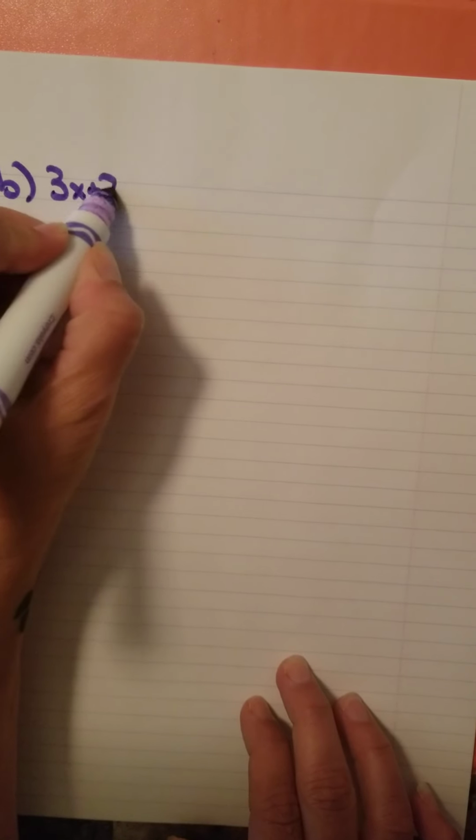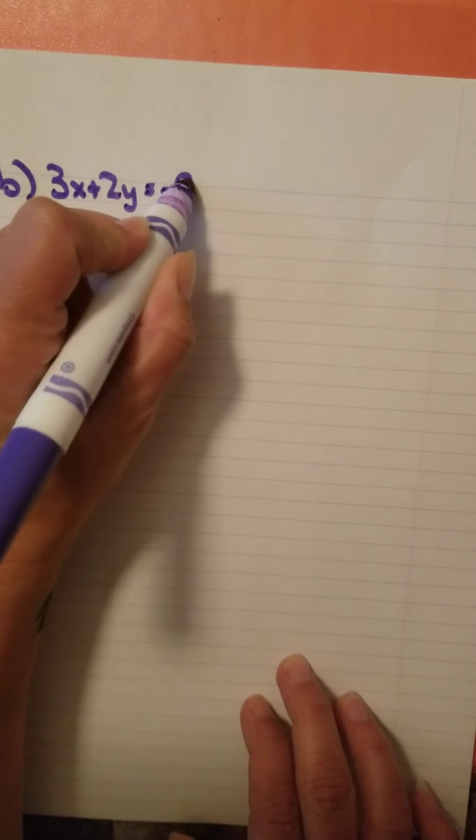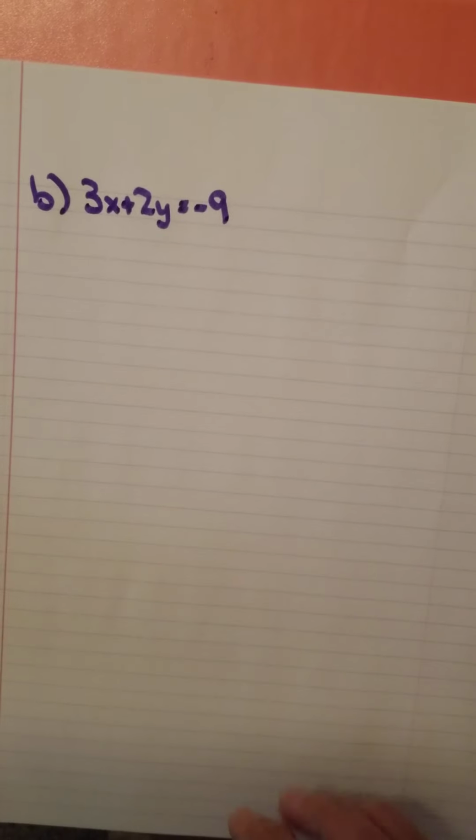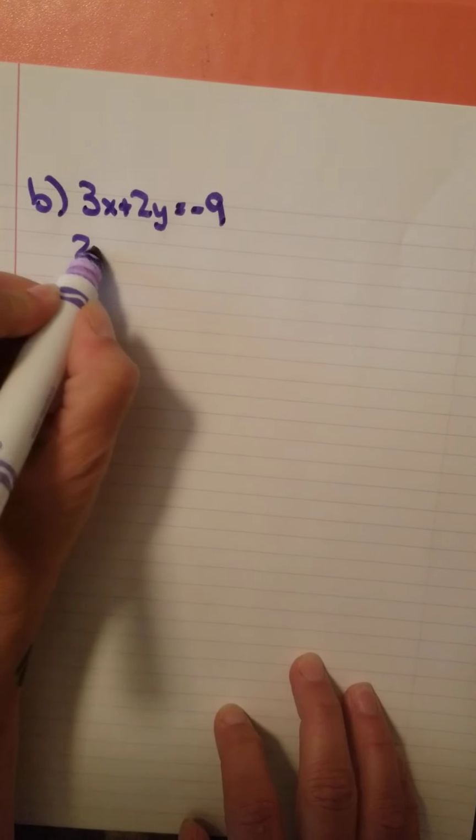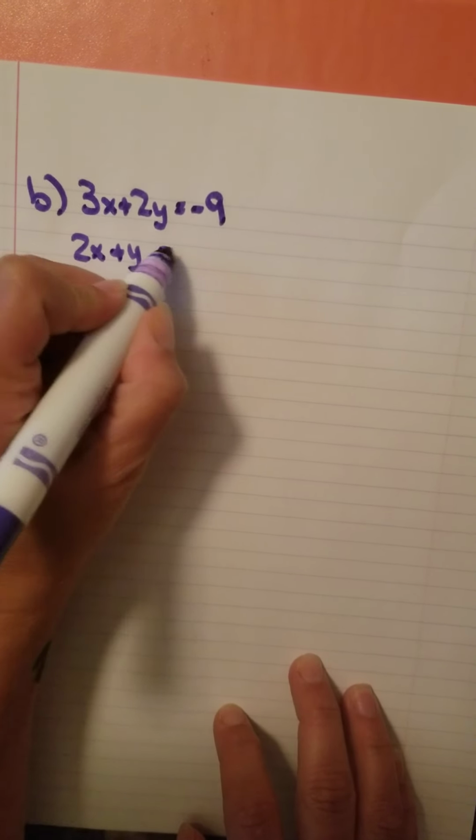So for example B, can you put 3x plus 2y equals negative 9? In the second example, can you put x plus y equals negative 7? So we're going to do those steps, and we're going to solve these equations. Our goal is to figure out what x and y are.